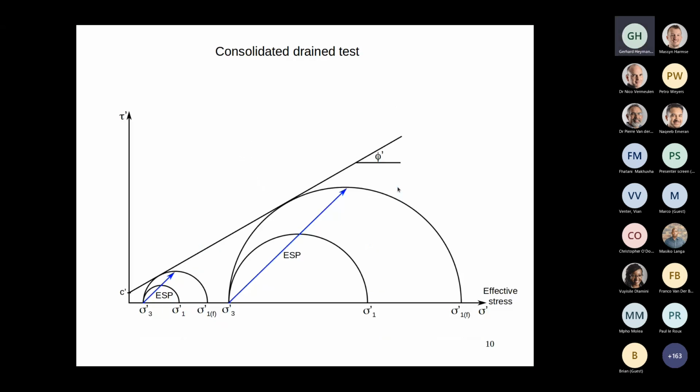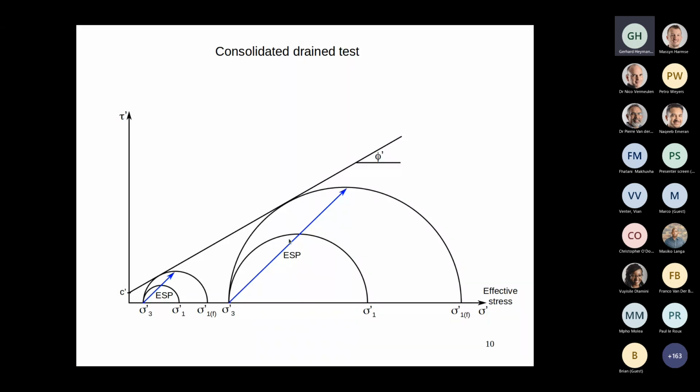And here are some consolidated drained stress paths. Now you can see what happens in the consolidated drained stress path. Keep in mind, sigma 3 total stress is the cell pressure. That remains constant during the test. And if we do a drained test, so we leave the drainage valve open, then the pore pressure also remains constant during the test, which means that sigma 3 effective doesn't change either.